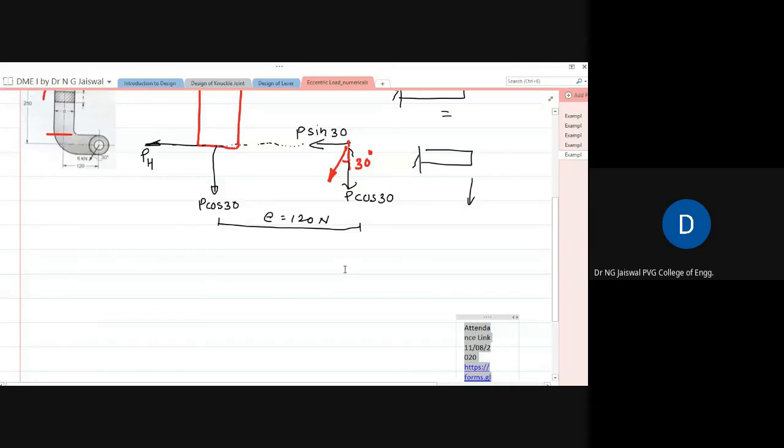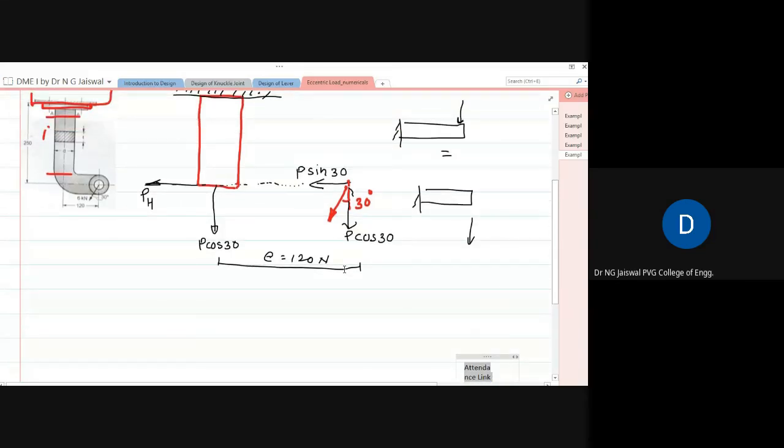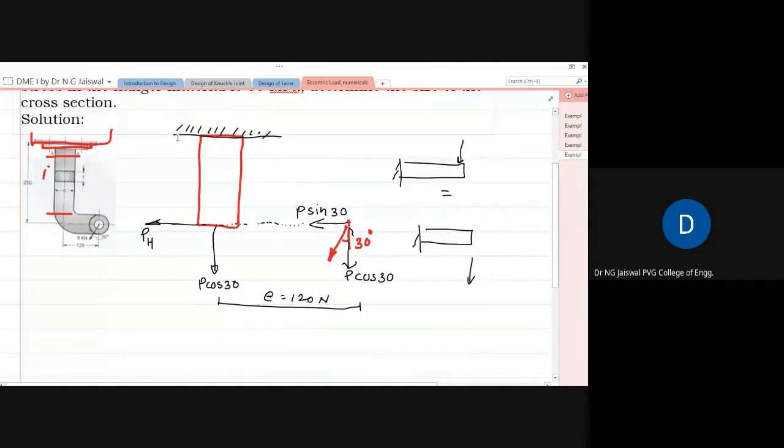So now E is given to you. Now this is my net loading diagram, along with, of course, what? This moment. So there are actually now, if you see, 3 loadings. One loading is PH, another loading is M, the third loading is P cos 30.